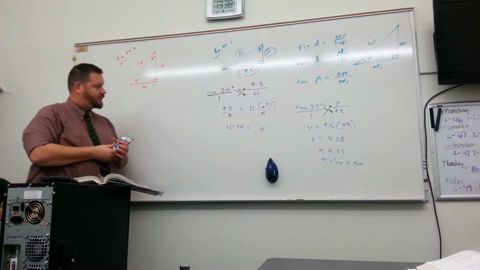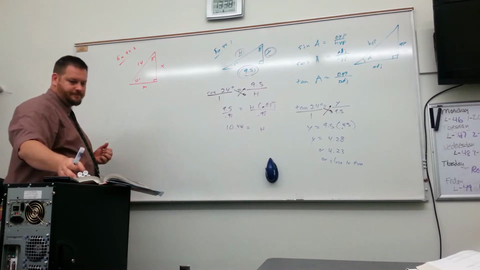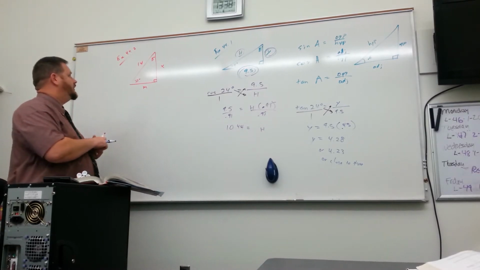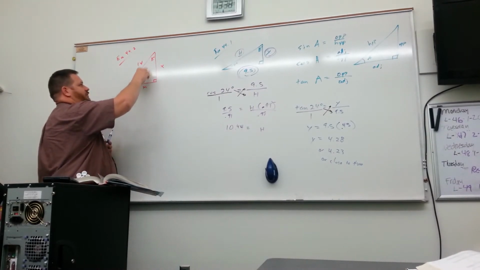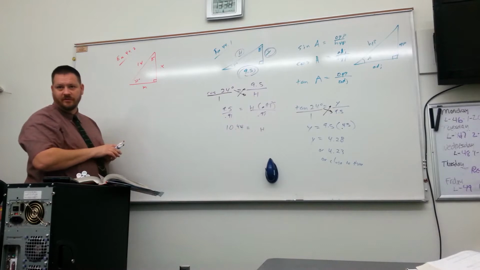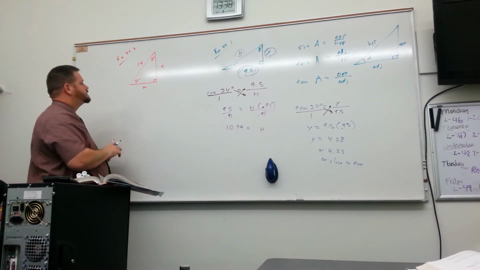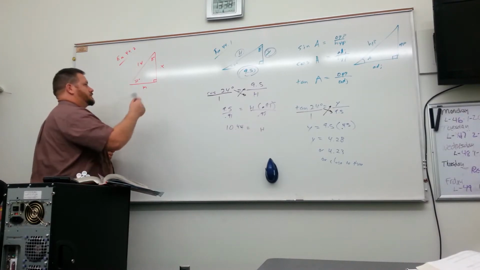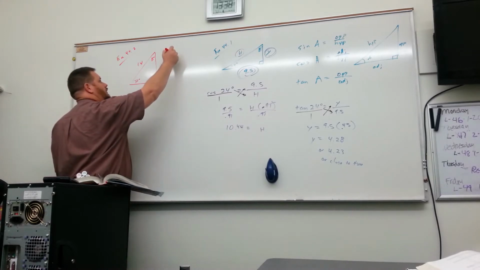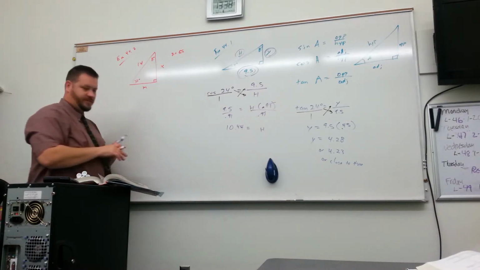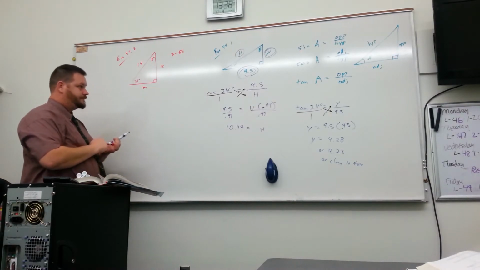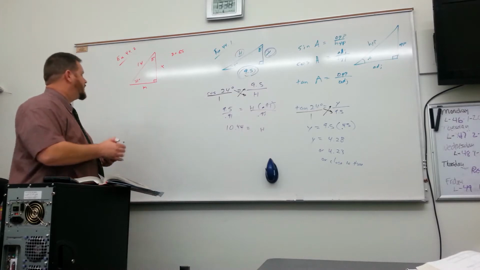What do you want to solve for first? Well, we can solve for B easily, because 90 plus 35 plus b is going to be 180. So 90 plus 35 is 125, so B is 55. Now we can do the 14.